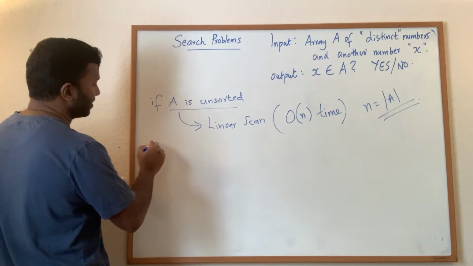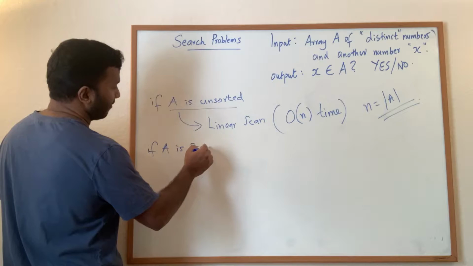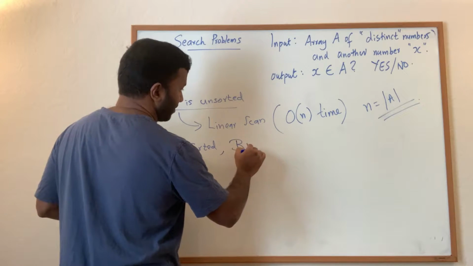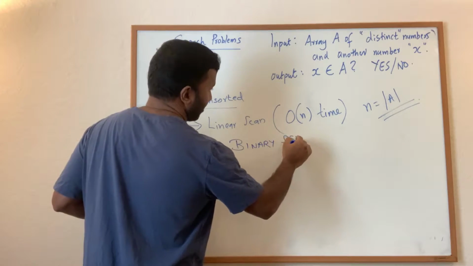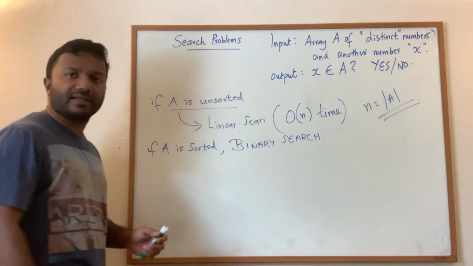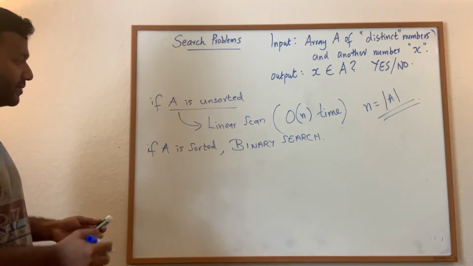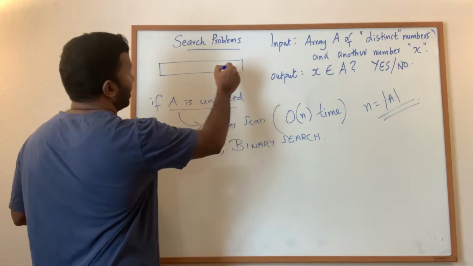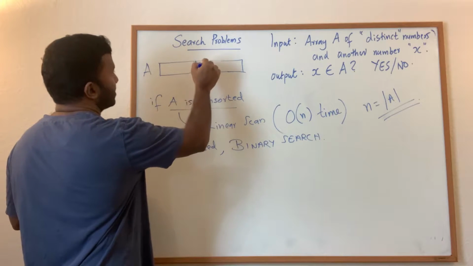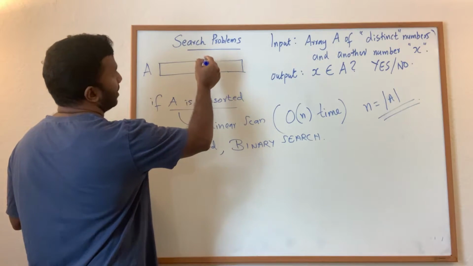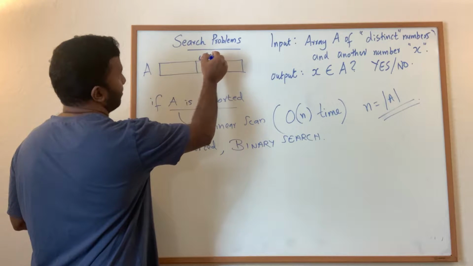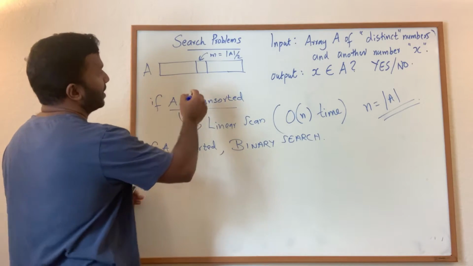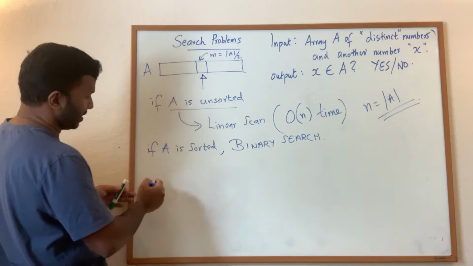On the other hand, if A is sorted, then we can do something clever, which we all know. Binary search. And what exactly is binary search? Let's take the array A. My first thing is I'll have a look at this position. Let's say this is position M, which is nothing but n over 2, the size of A divided by 2. Then what we will do is this. I'll just write the pseudocode.